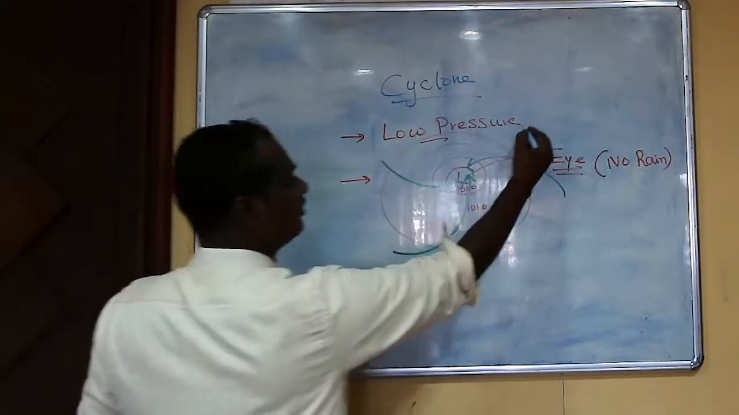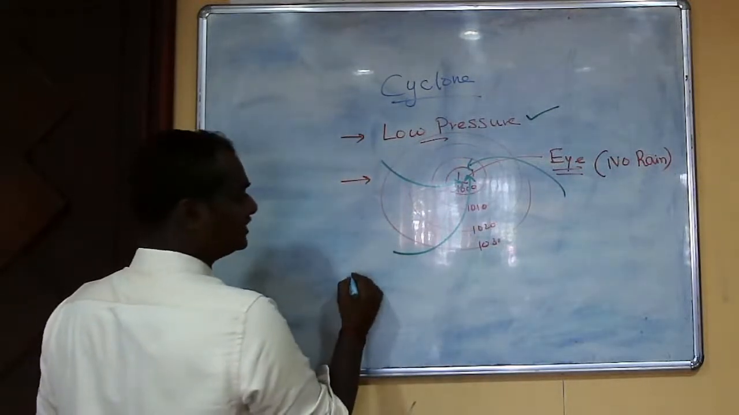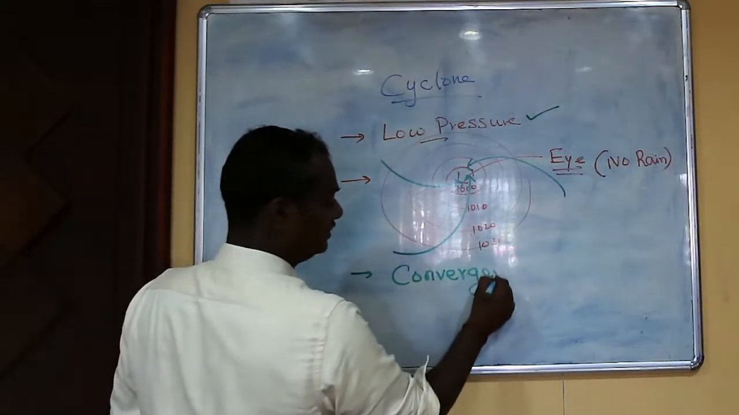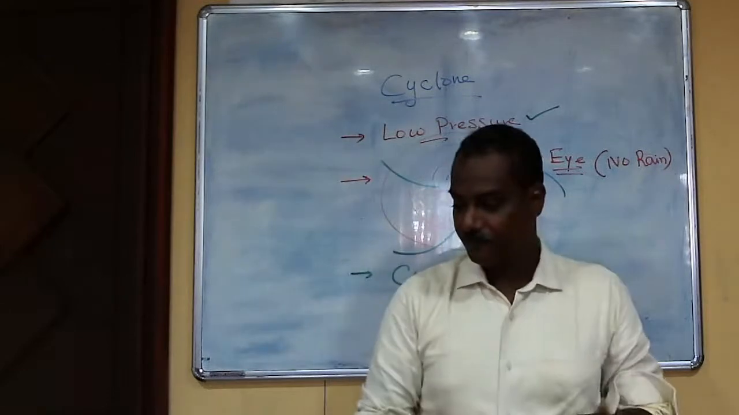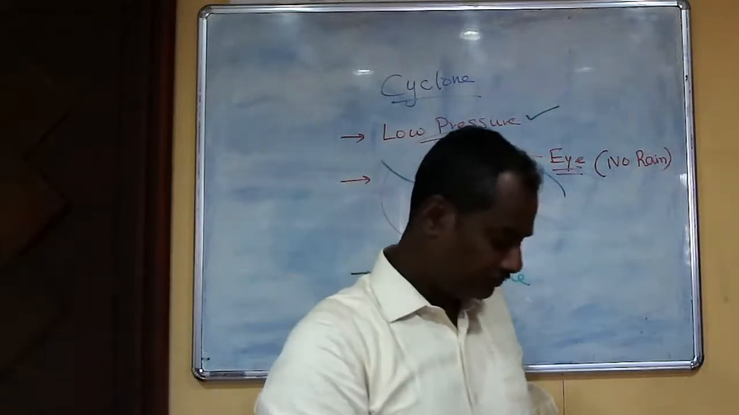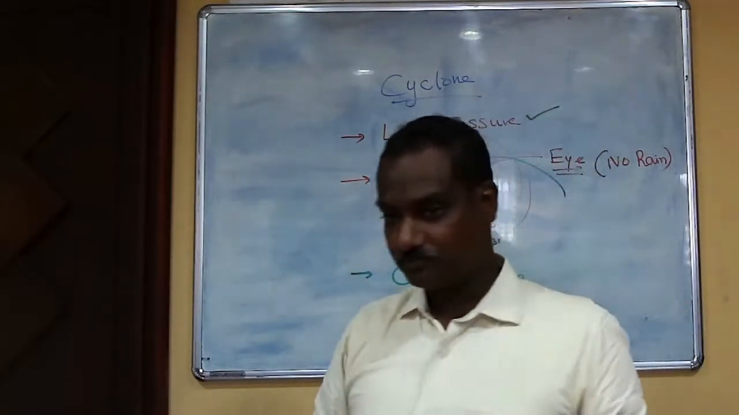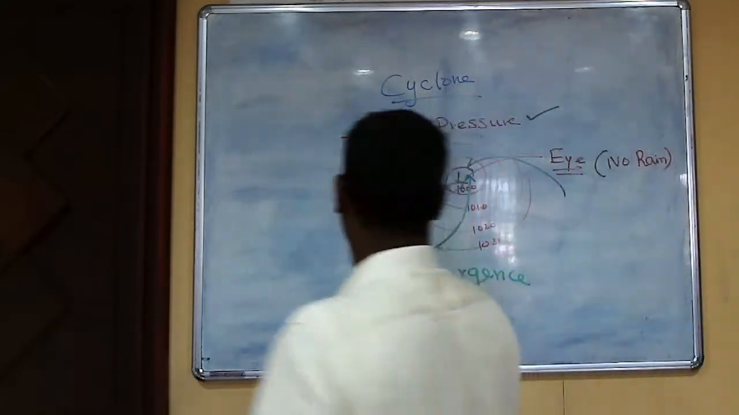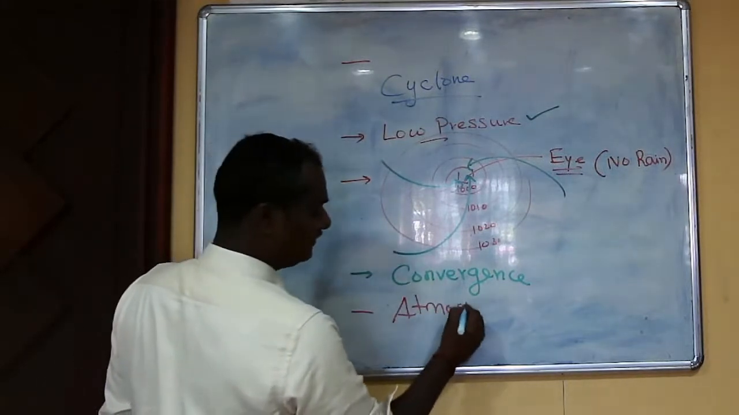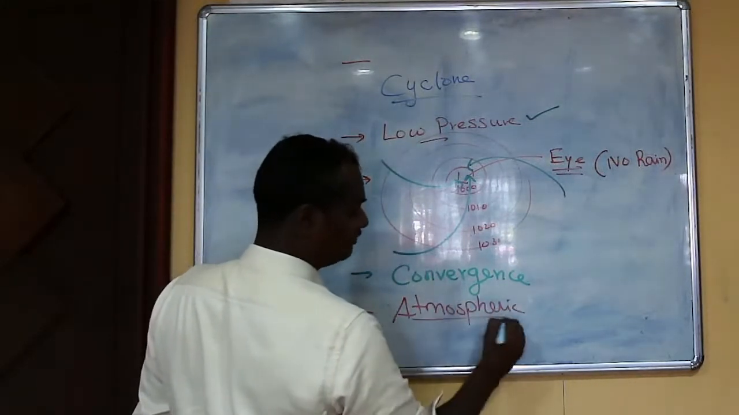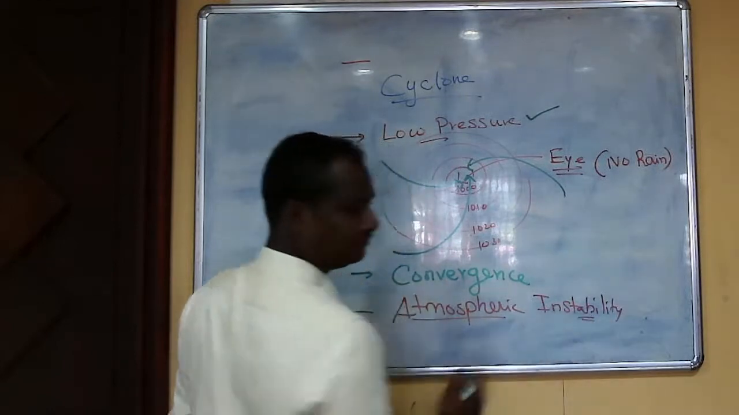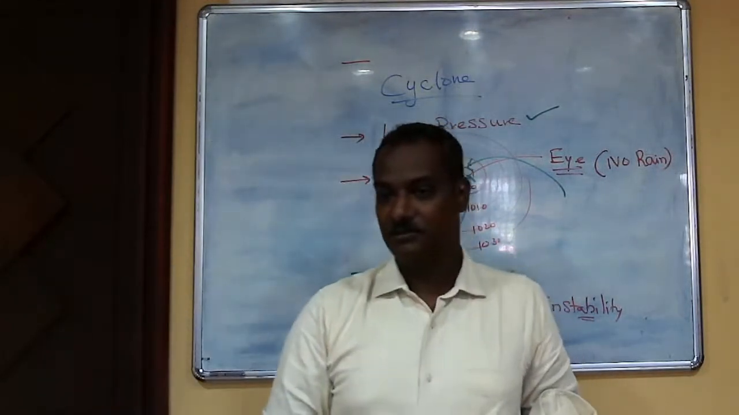So the cyclone's first property is that it is a low pressure area. The second property is that it is an area of convergence. And it provides atmospheric instability. These are the points you have to remember when you are going for cyclone. Atmospheric instability, not stability, instability.